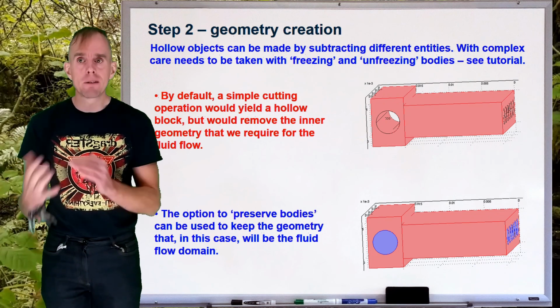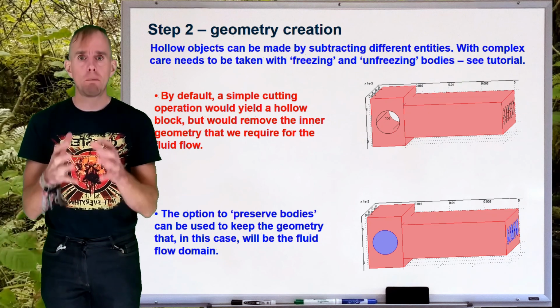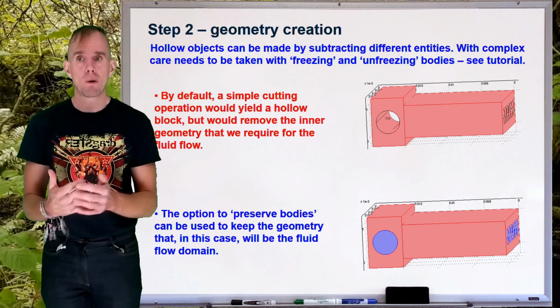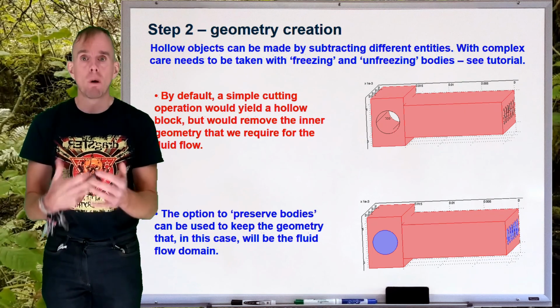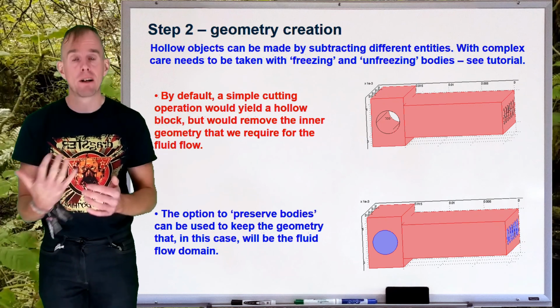So with a little bit of experience, you can quite quickly sketch up complex 3D geometries that are hollow or not hollow and that have more than one geometric subentity. For example, here we've got our metal subentity and our fluid subentity.